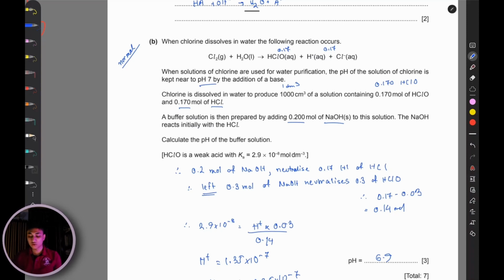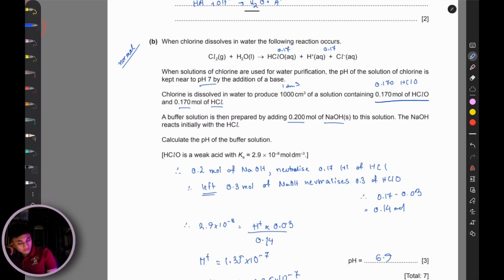Fair enough. Chlorine is dissolved in water to produce 1000 cm³ or 1 dm³ of a solution containing 0.17 moles of HClO and 0.17 moles of HCl. A buffer solution is then prepared by adding 0.2 moles of NaOH to this solution. The NaOH reacts initially with HCl. Calculate the pH of the buffer solution.